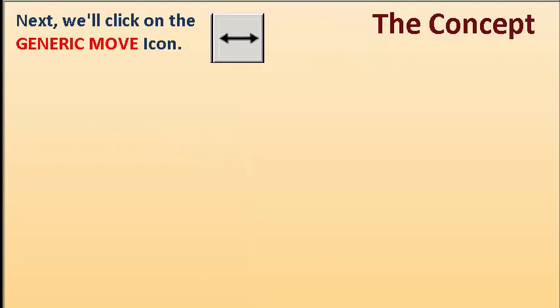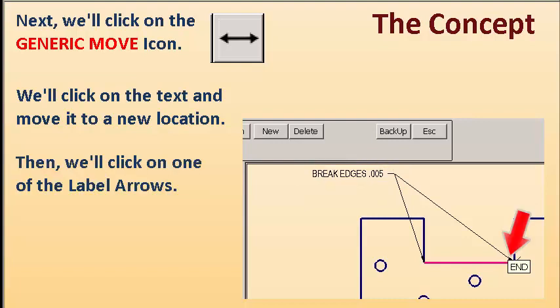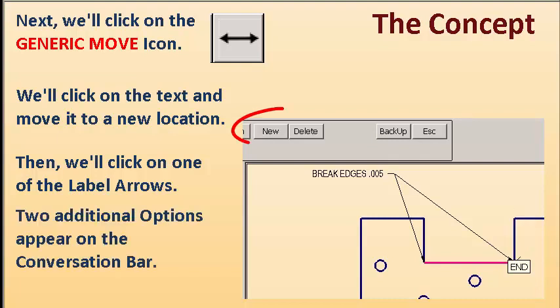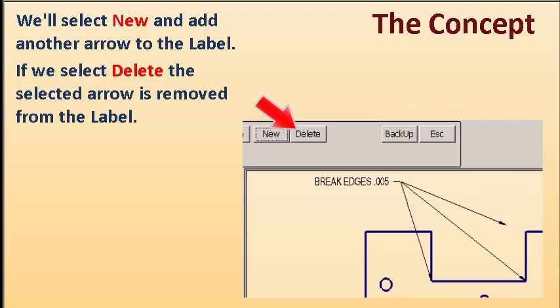Next, we'll click on the generic move icon. We'll click on the text and move it to a new location. Then we'll click on one of the label arrows. Two additional options appear on the conversation bar. We'll select New and add another arrow to the label. If we select Delete, the selected arrow is removed from the label.